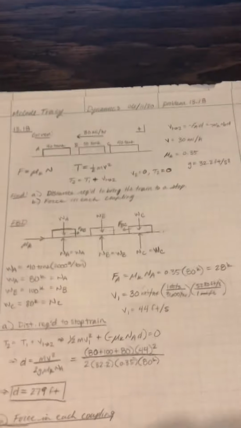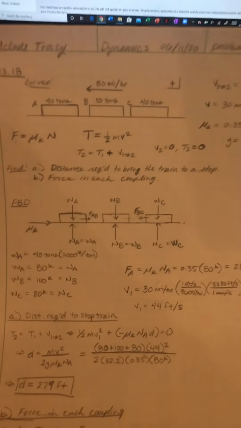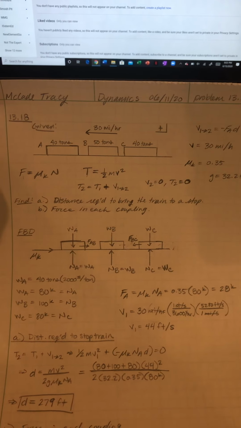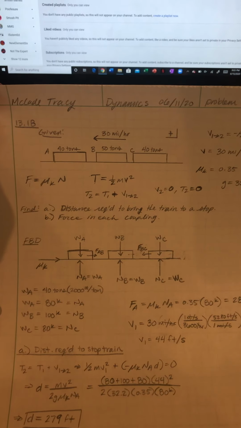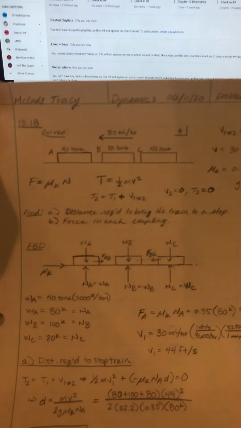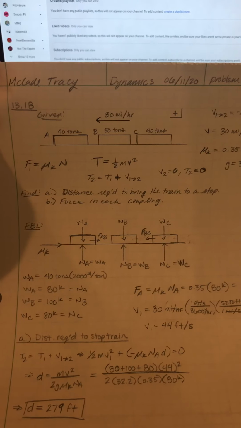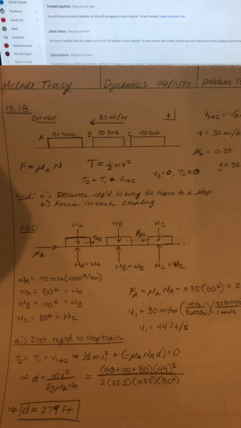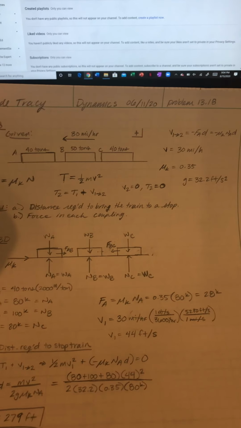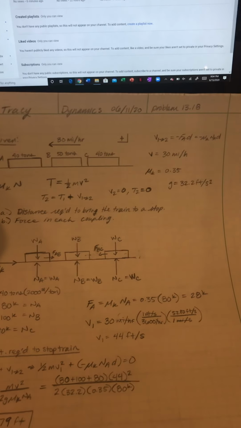Moving on to our third problem here. We have 3 trains, which each weigh a different amount of tonnage, and they're all moving at 30 miles per hour. As we set our coordinate system, positive is to the left, and we are given a kinetic friction coefficient of 0.35.